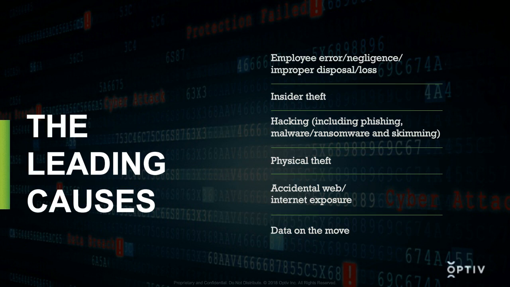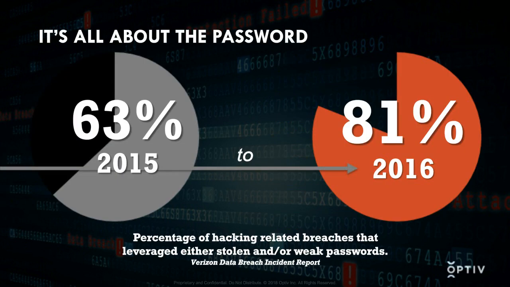But when you dissect where breaches come from, right? Employee error, negligence, insider theft, hacking, physical theft, all of these various causes of breaches have one thing in common. And that is that an increasing number of these have to do with stolen or weak passwords. As of 2016, 81% of breaches had something to do with stolen or weak passwords or credentials. So we're allowing people to get access to a user context and then allowing them to elevate privilege because we are not putting effective identity controls in place.